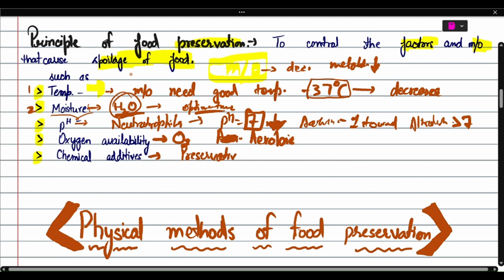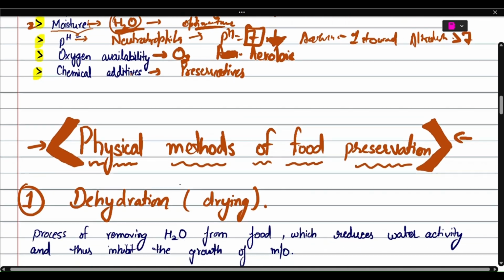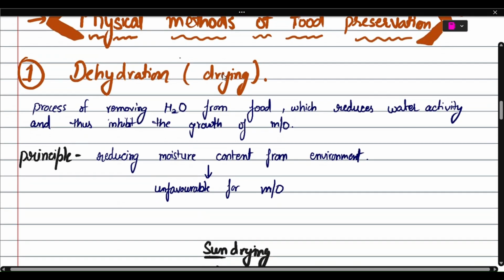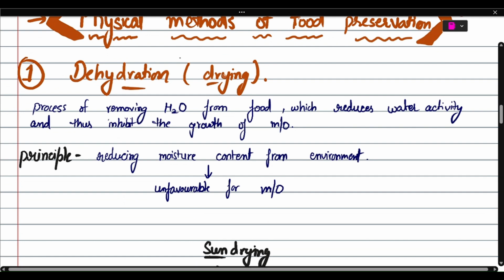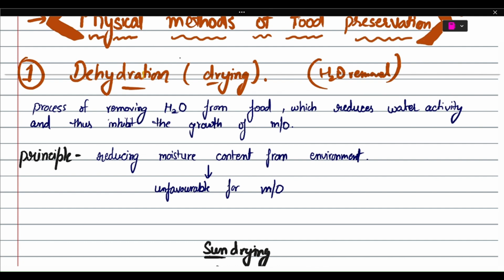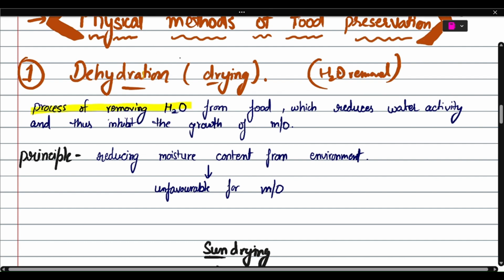Now in this class we are basically going to learn about the preservation of food via physical methods. Okay. So first we have dehydration. Dehydration is basically drying, or H2O removal. It is the process of removing water from food, which reduces the water activity and thus inhibits the growth of microorganisms.